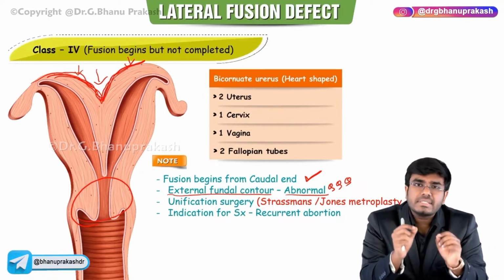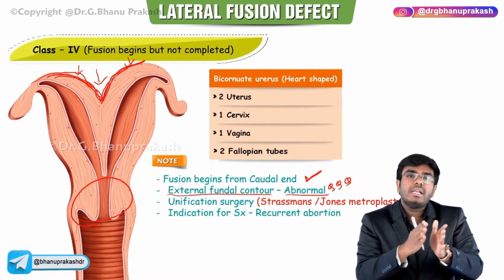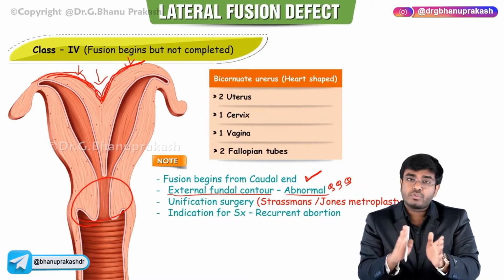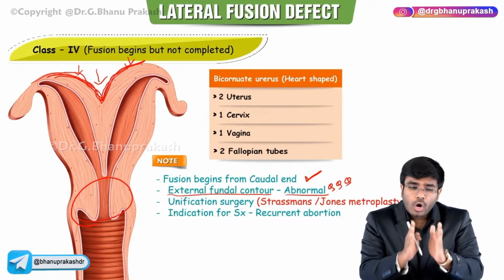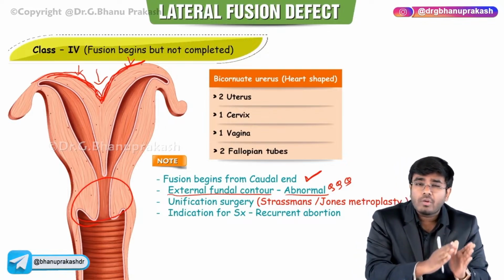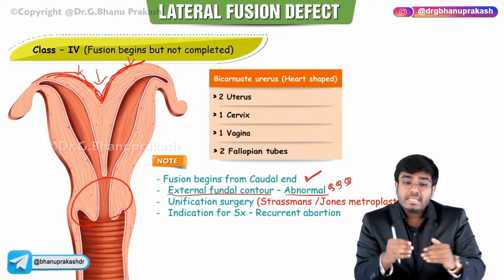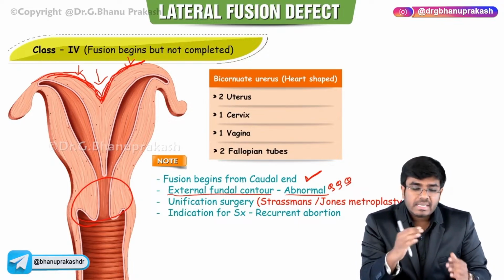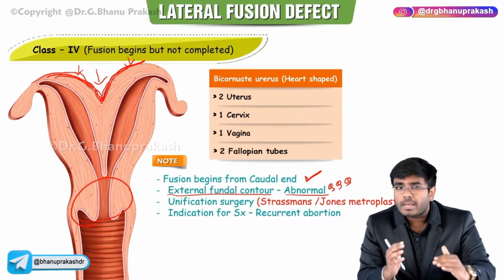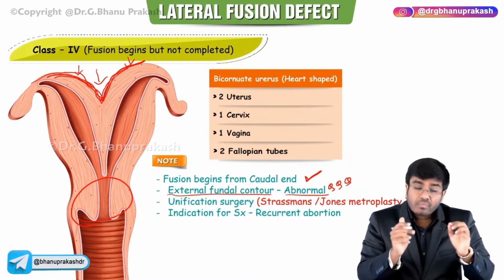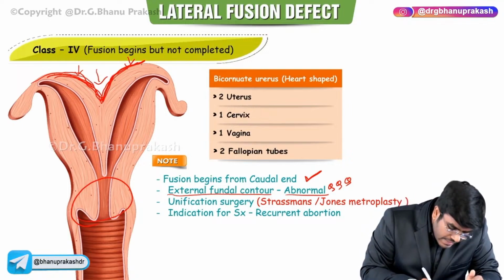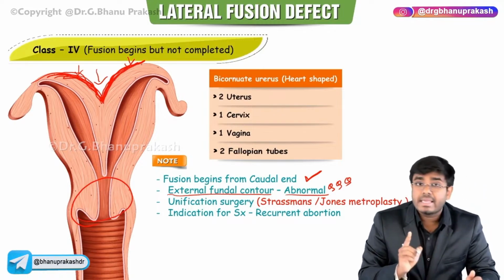Why am I stressing this? Because to differentially diagnose bicornuate uterus from a septate uterus, which we are going to discuss later. If you want to differentiate between bicornuate uterus and septate uterus, these are some important points to know. Because in septate uterus, the fundal contour is absolutely normal. That we will discuss later. But for now, please concentrate that the fundal contour has this dip. So abnormal fundal contour is there.